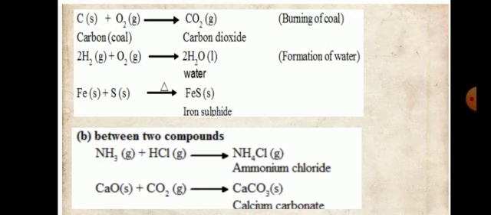So let's see the example. Here you can see NH3, which is a compound. We are combining this compound with HCl, that is your hydrogen chloride, to get a new substance, that is your ammonium chloride. And the second example, here also we are combining two compounds together to get a product. You can see here CaO, that is your calcium oxide, plus CO2, that is your carbon dioxide. So we are combining these two compounds together to get a new product. So we are getting a single product.